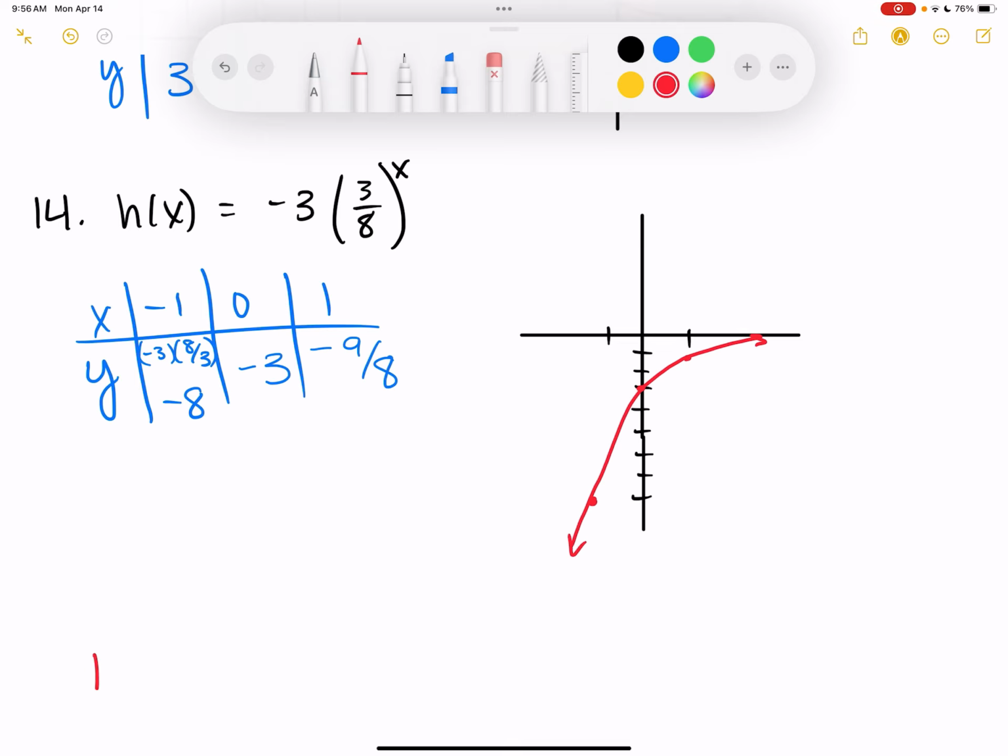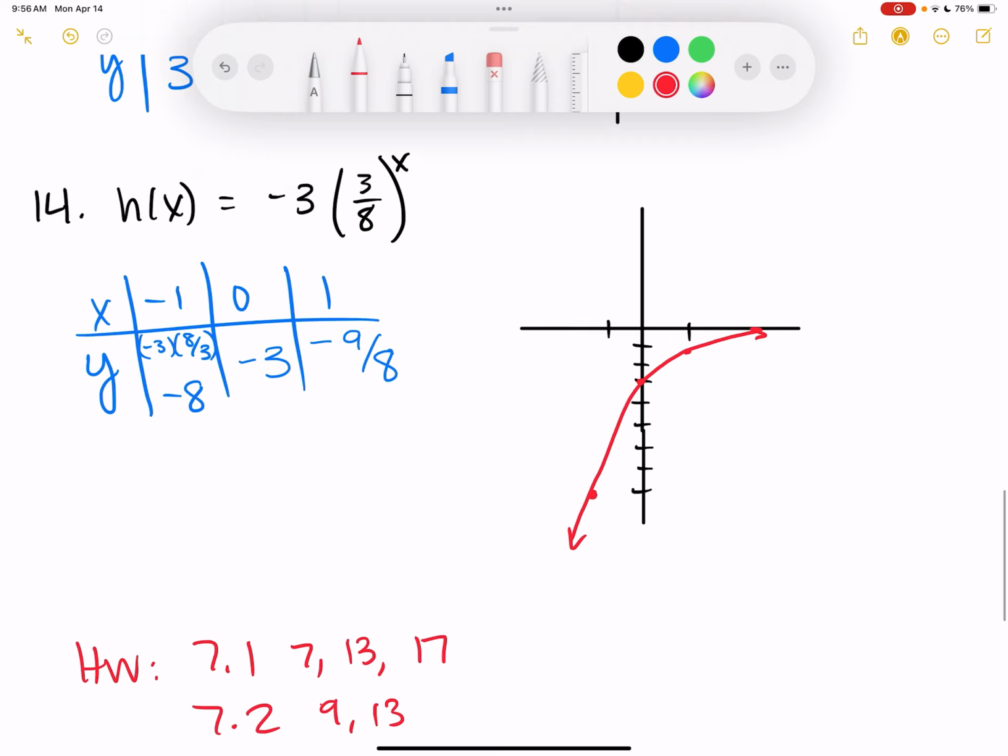All right, 7.1. See, 7.2, just do 9 and 13. 7.1, go back. 7 and 13, and then one of them that's been shifted. Let's do 17. And I didn't really do a good job of writing this, but do the domain and range on the ones that you're doing the homework for.